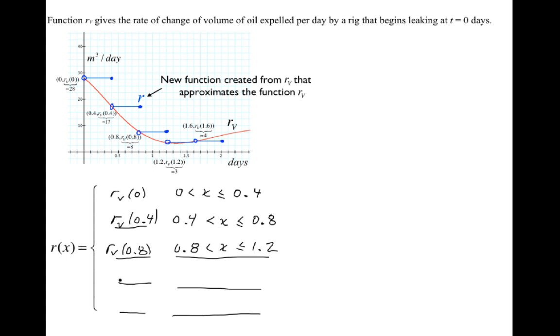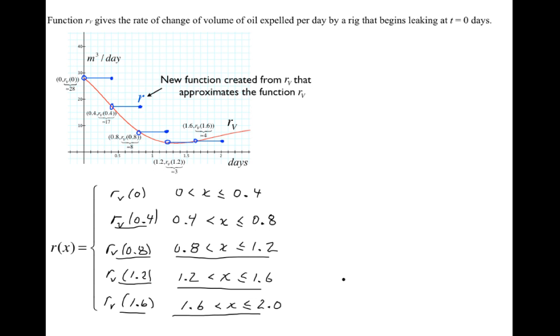Okay, so I'll just write out the rest for time's sake. So we're going to have r sub v of 1.2, and that'll be from 1.2 to, including 1.6, including the right side, and then finally... okay, questions on that? So this now defines that rate function.